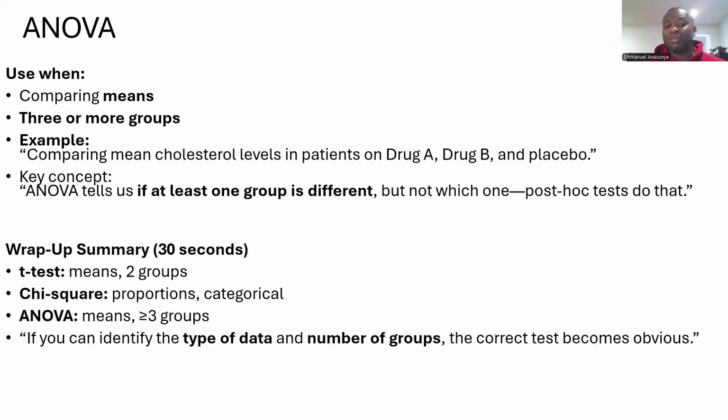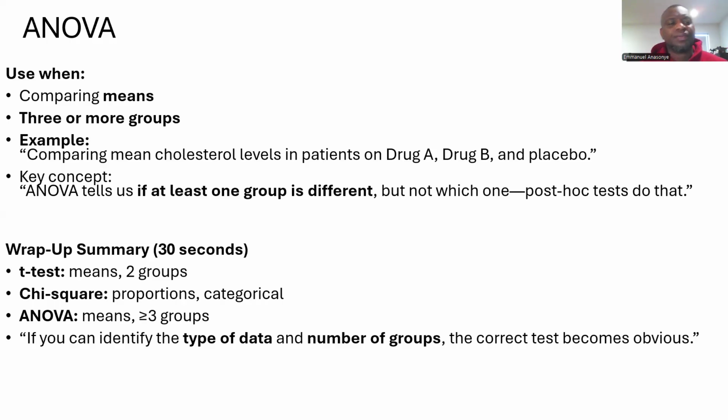ANOVA can also be used for comparing means, but the keyword is that it has to be three or more groups of people. If it's only two, it's not ANOVA. A typical example is comparing mean cholesterol levels in patients on drug A, drug B, and placebo. Key concept: ANOVA tells us if at least one group is different, but not which one. Post hoc tests do that.